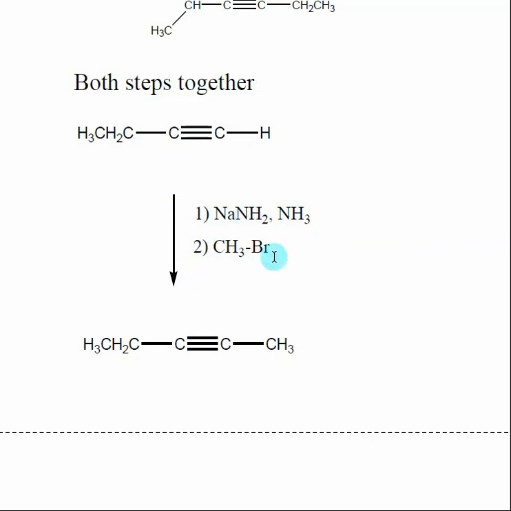This is how you'll see it a lot of the time, but remember, I want you to understand what happens after the first step and what happens after the second step. But when I see this, I start with an alkyne. I see now sodium amide and a halogen. I know I'm doing an alkylation. And really all you have to do is remove this hydrogen and then say whatever alkyl group is coming off of my halogen is going to take its place.